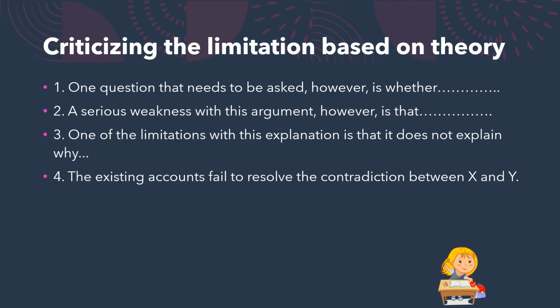Criticizing the limitation based on theory. One: One question that needs to be asked, however, is whether. Two: A serious weakness with this argument, however, is that. Three: One of the limitations with this explanation is that it does not explain why. Four: The existing accounts fail to resolve the contradiction between X and Y.